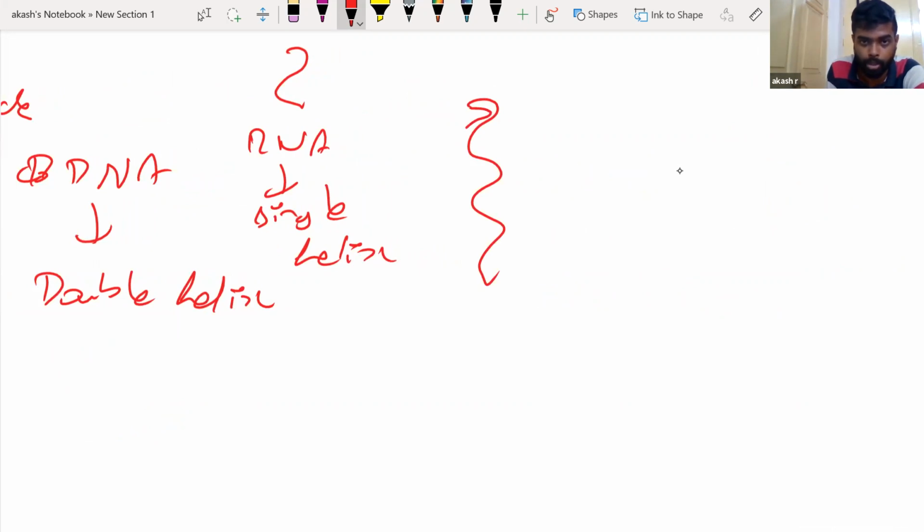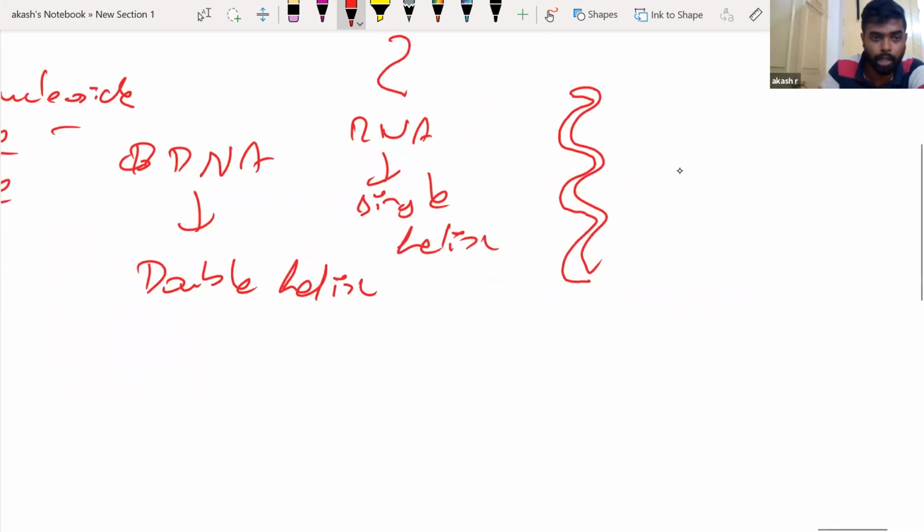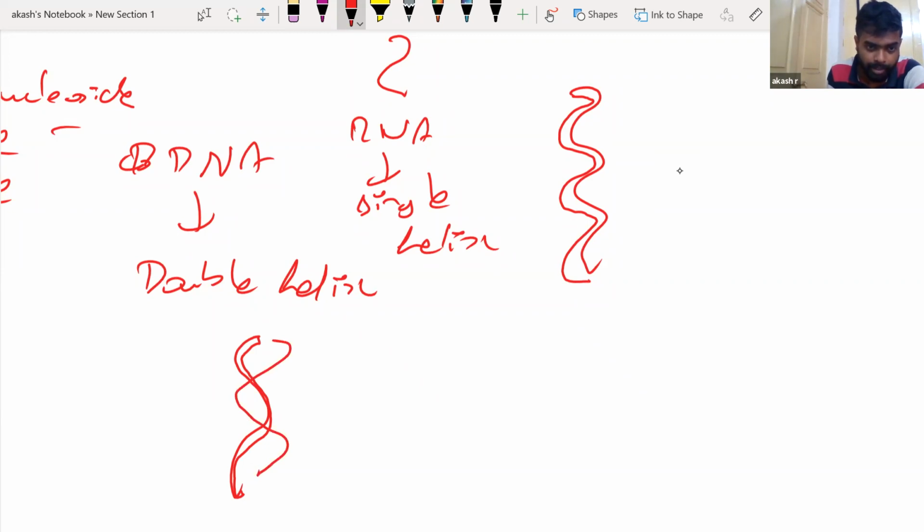It will be two parallel lines going like this. Please bear with my diagram. Now, if you look at DNA, it is going to be a double helix. This is one helix, and there is going to be another helix, something like this. So one helix, two helix.